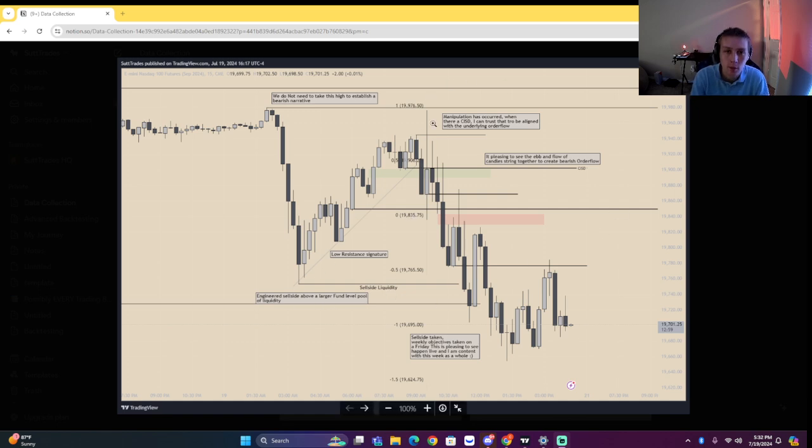Market opens, and we come up. We sweep these highs here. We close back within that. That shows that this is a stop hunt. We were respecting this. And notice that we leave equal highs here like we did yesterday, but we don't need to take equal highs to be able to establish a bearish narrative. This high does not need to be taken.